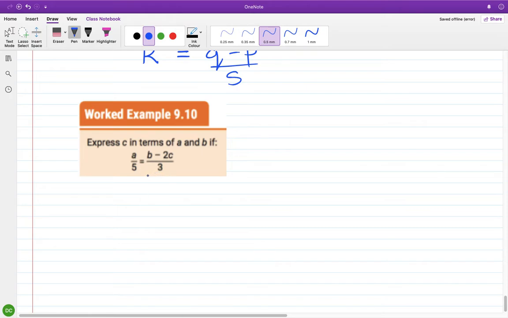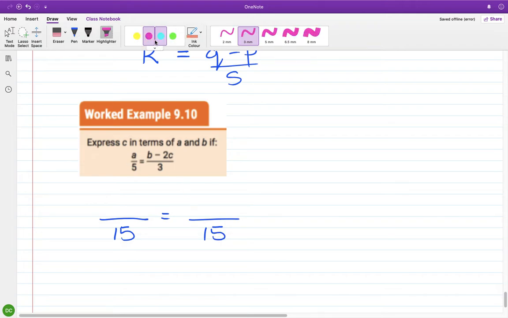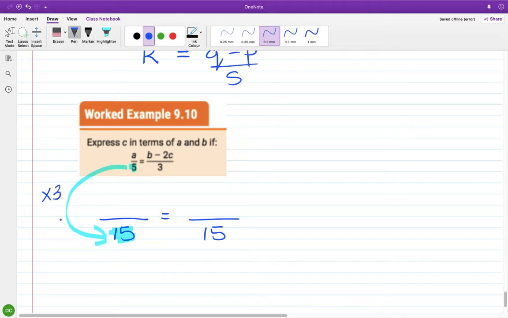So we can get a common denominator. A common denominator between 5 and 3 is 15. So I'm going to put a 15 here, then the sign in the middle is an equals, and then I'm going to put a 15 here. Okay? Now, if I go from a 5 to a 15, that transition is being multiplied by 3. So if I have to multiply by 3 on the bottom line, then I have to multiply by 3 on the top line.